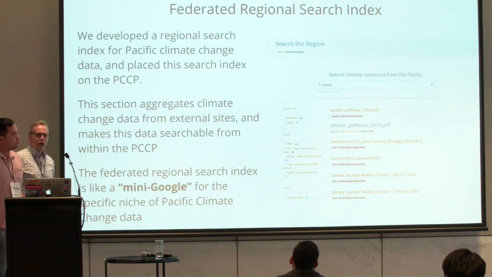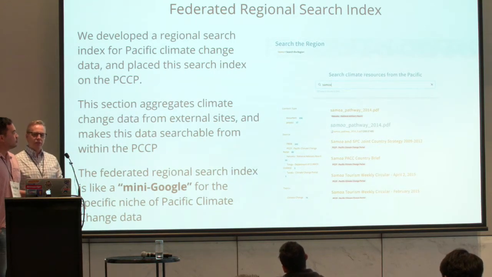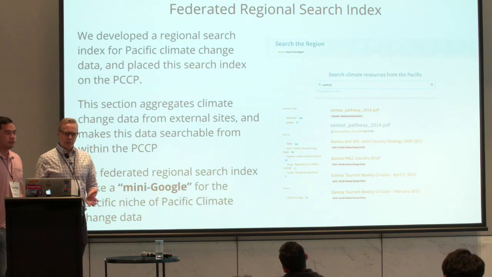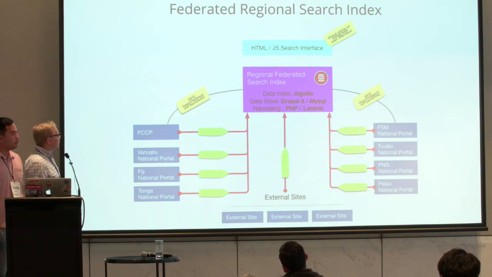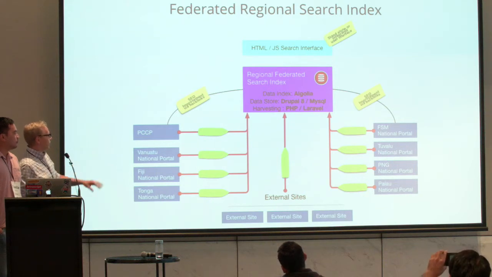In addition to the starter pack, as I mentioned, we created this regional search index. It aggregates data from external sites and from all the national portals. It's kind of like a mini Google containing specific climate change data for the Pacific region. How it works is we have a Drupal 8 instance in the middle, which is the data store, and then we have harvesting scripts that go out to various sites. All the national portals get indexed automatically.